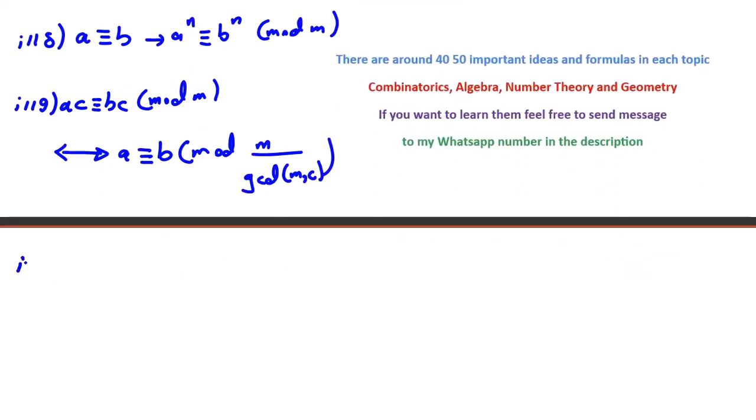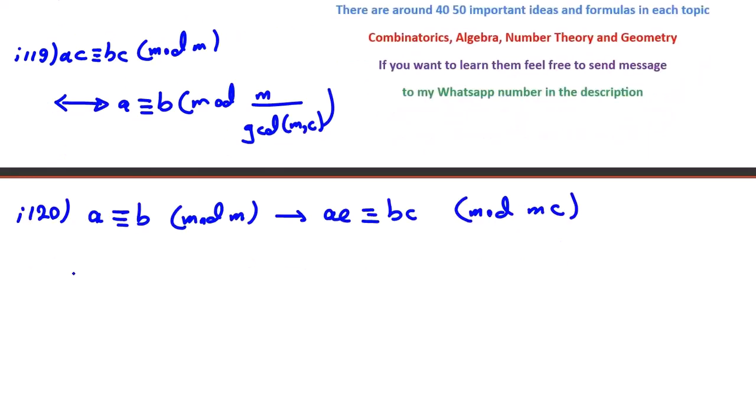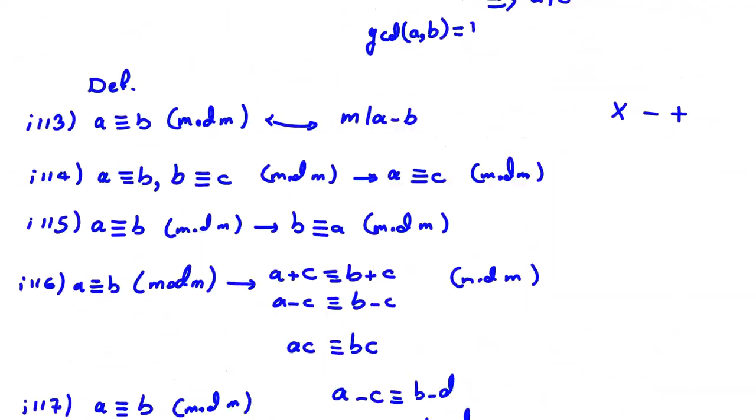And also we can say idea 120. If A is congruent to B mod M, we can multiply all of them by C. AC, in the previous part I said AC is congruent to BC mod M, but you can also multiply M by C. Okay, idea 121: if A is congruent to B mod M, and for example X divides M, then we can say A is congruent to B mod X. Okay. And I can prove all of them with the definition I've told you.